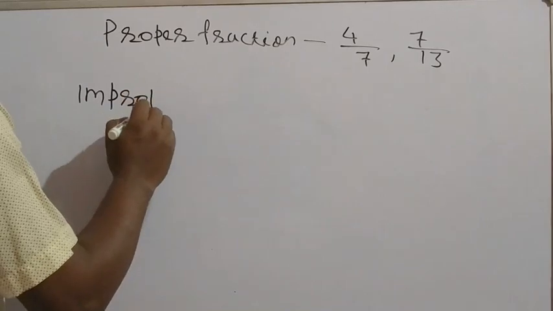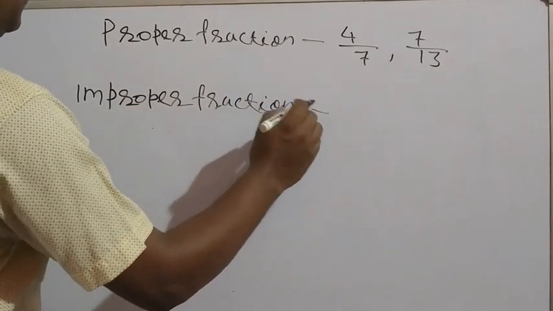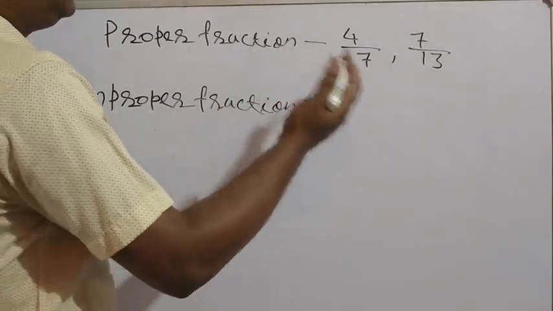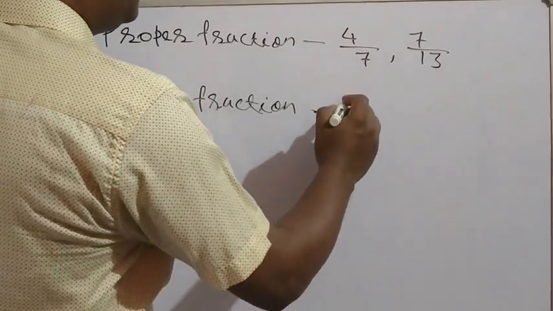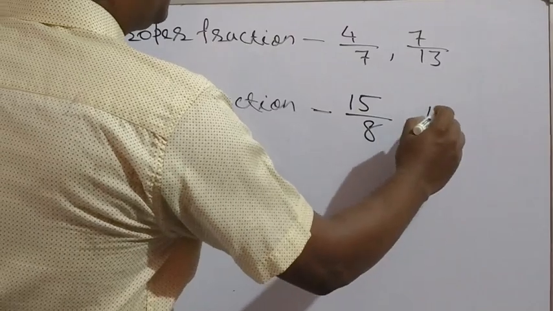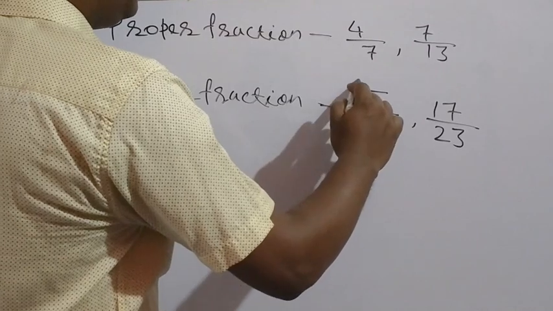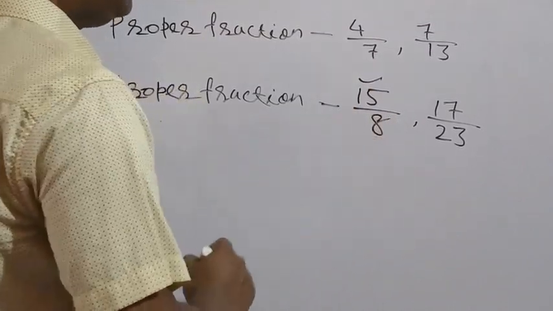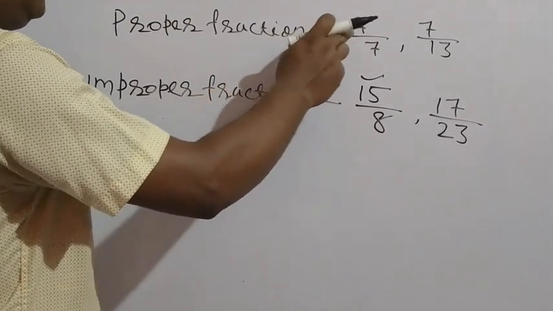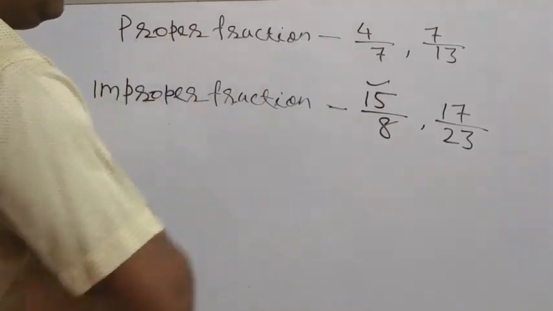Improper fraction, just the opposite of proper fraction. Here the numerator is greater than the denominator. Suppose 15 by 8, suppose 23 by 17. Here the numerator is greater than the denominator. This is called improper fraction. And where the numerator is less than the denominator, that is called proper fraction.